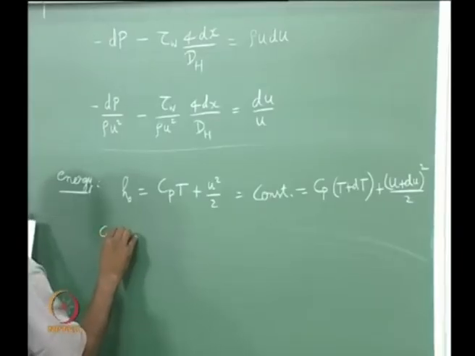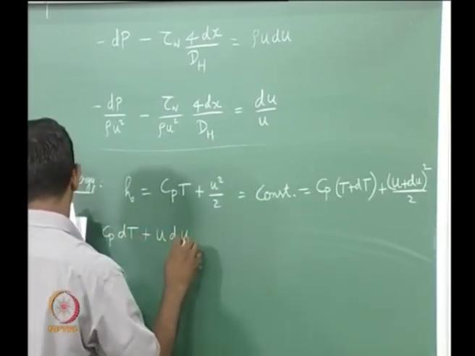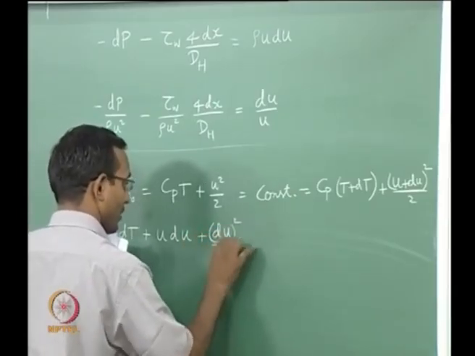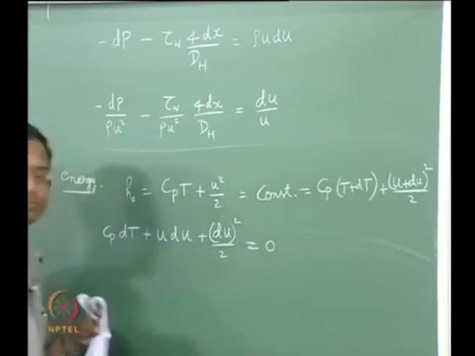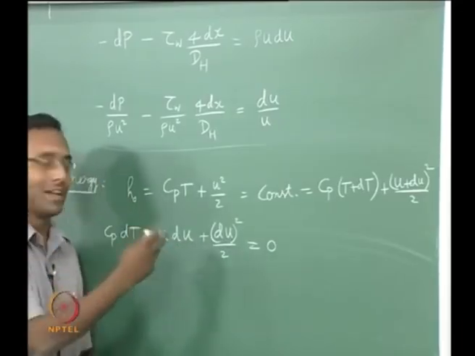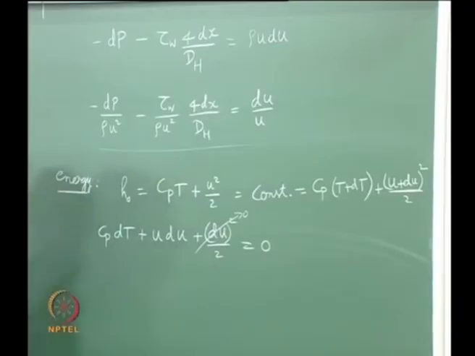What is remaining will be Cp dT plus u du plus (du) whole square by 2. These are the only terms that are remaining. So this will be equal to 0. This is what I have. Now I will say du is so small that du square can be neglected compared to all the other terms. This is a standard thing we keep doing with the differential form. Okay, this is a standard calculus trick.